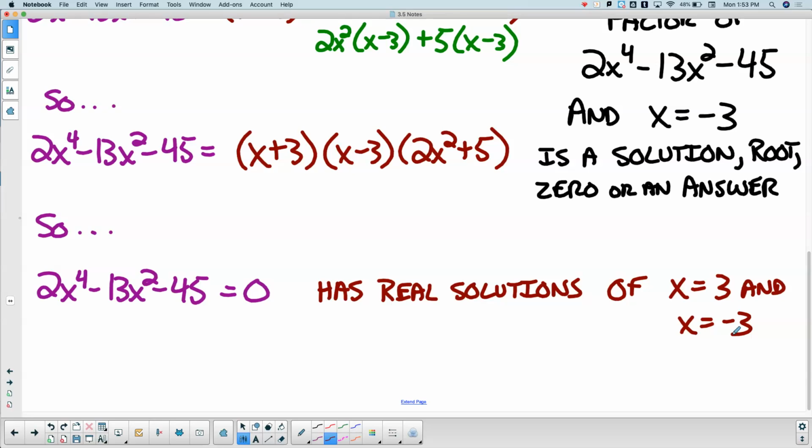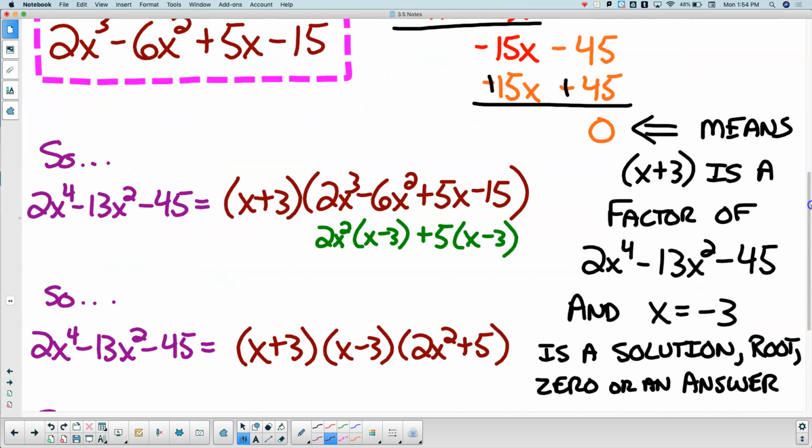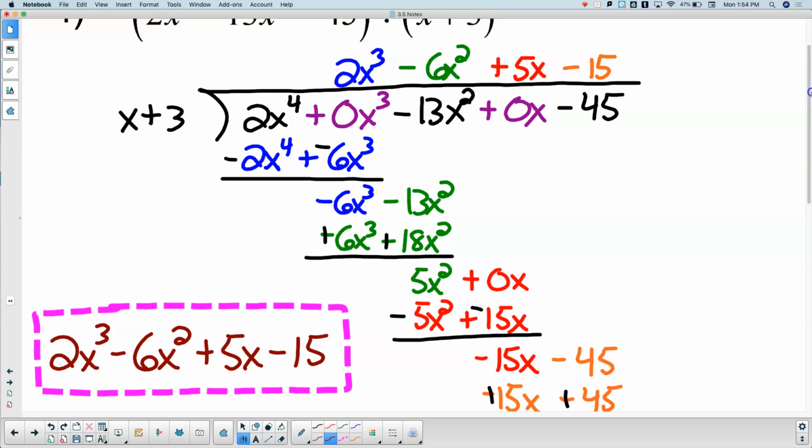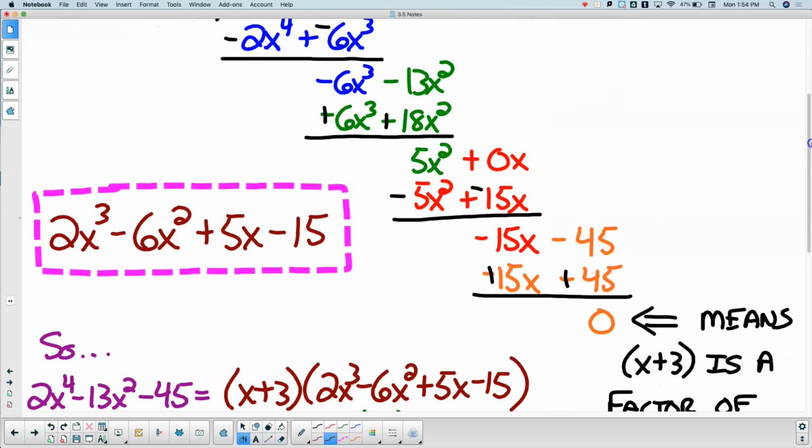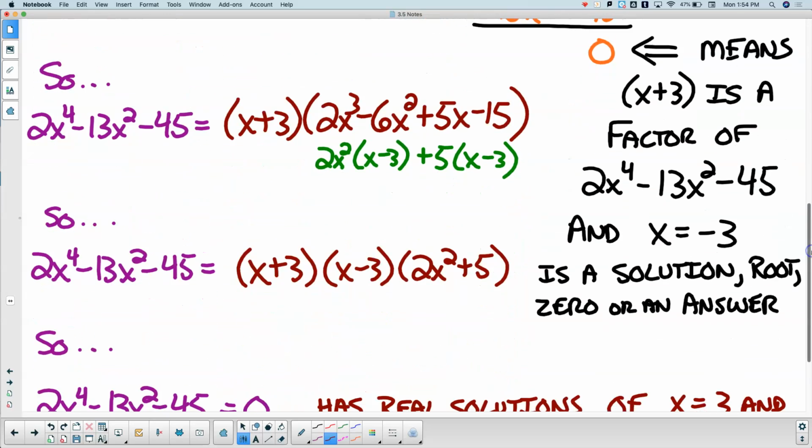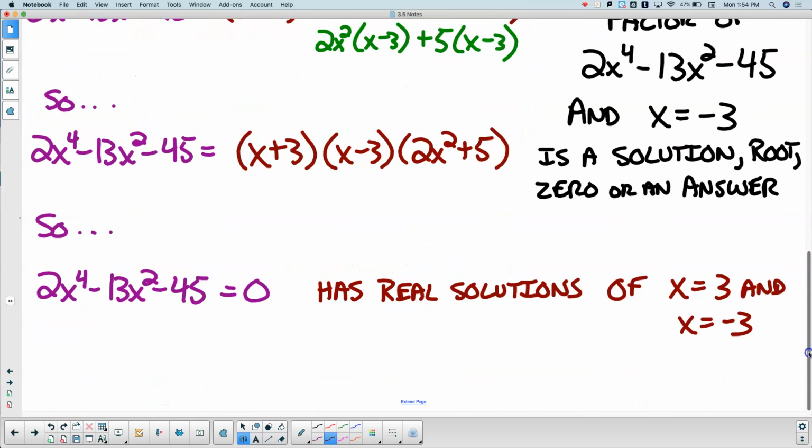Okay? So, long division, don't even think about packing up yet. Long division, yes, it is just that. It is long. But it leads us to, 1, completely factoring a polynomial, and 2, solving a polynomial. Okay?